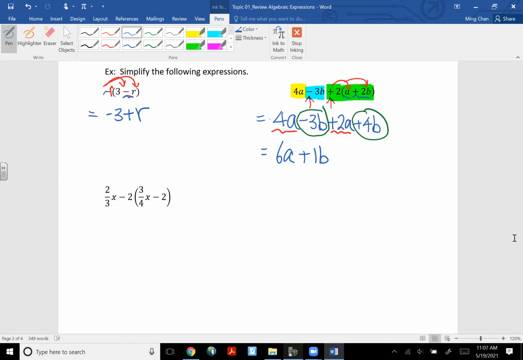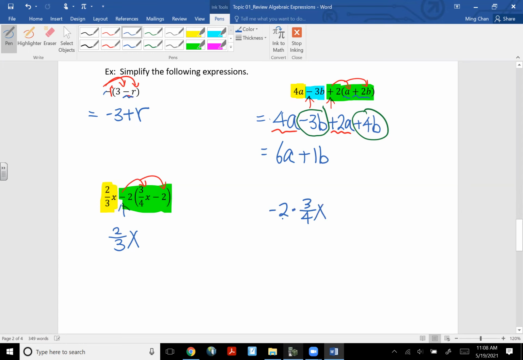All right, let's review a little bit on fractions. So here I've got a subtraction sign outside the parentheses. So I know my 2/3 x is one term. My second term is -2 times all that. So my first term stays as 2/3x. The second term has a parenthesis with two terms inside of it, so I have to do a distribution.